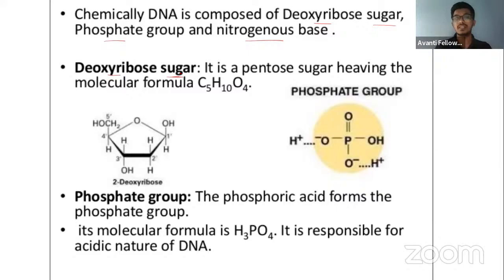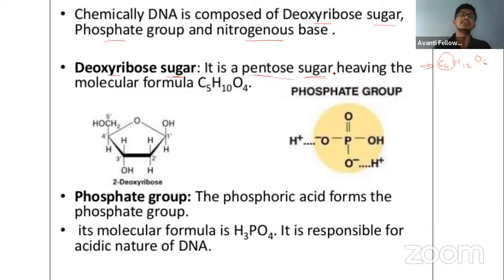What type of sugar is deoxyribose? It is a pentose sugar. What is the meaning of a pentose sugar? If I ask you to write the formula for a normal glucose molecule, which is our sugar, you write C6H12O6. If you look at the number of carbon atoms here, it is 6, so it is a hexose sugar. If there are 5 carbon atoms, we call it a pentose sugar.